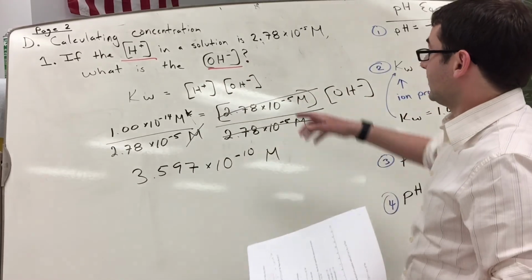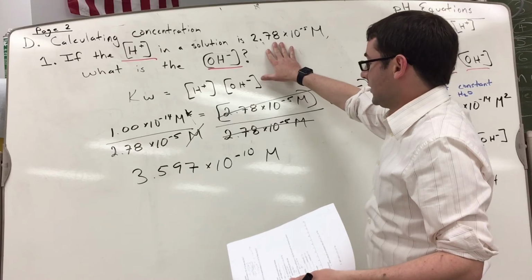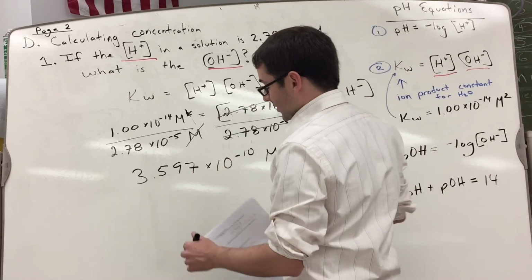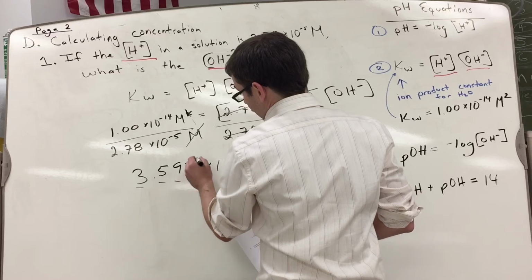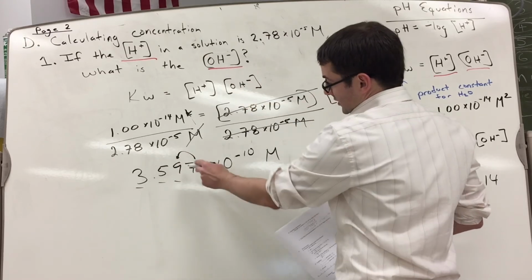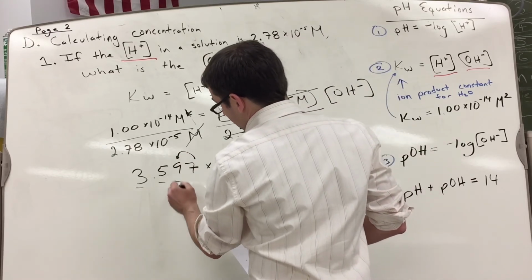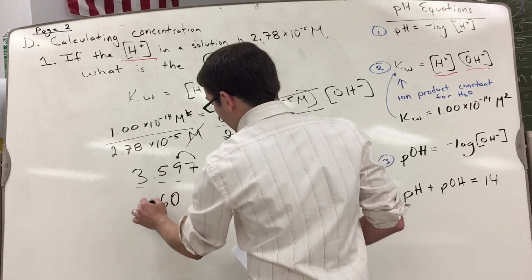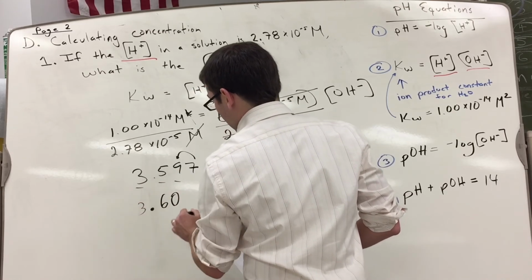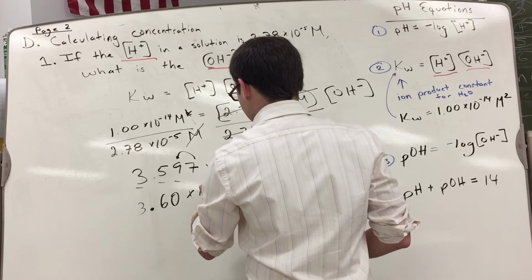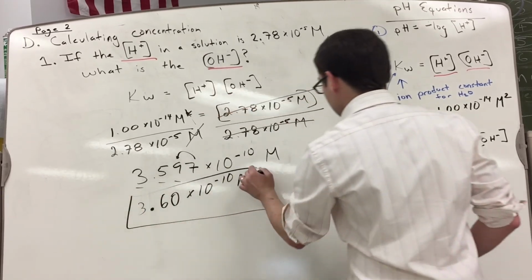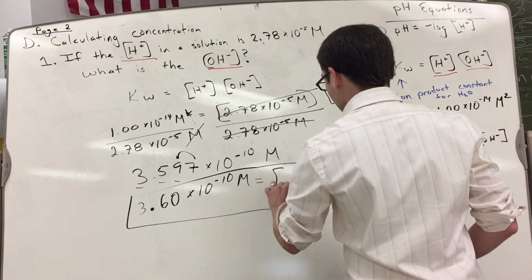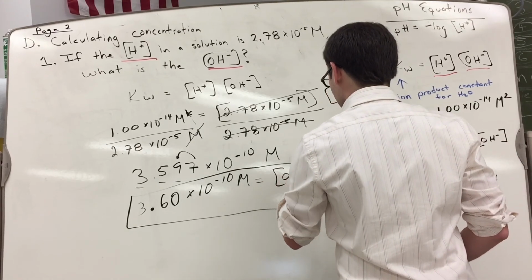Now I have to look at sig figs. Since there's 3 sig figs given here, we need to round this to 3 sig figs. So 1, 2, 3, but then this has to round it up. So that's going to change that to a 0. That's going to change that to a 6. That's going to leave that as a 3 times 10 to the negative 10th molar. And that's going to equal your OH minus concentration.